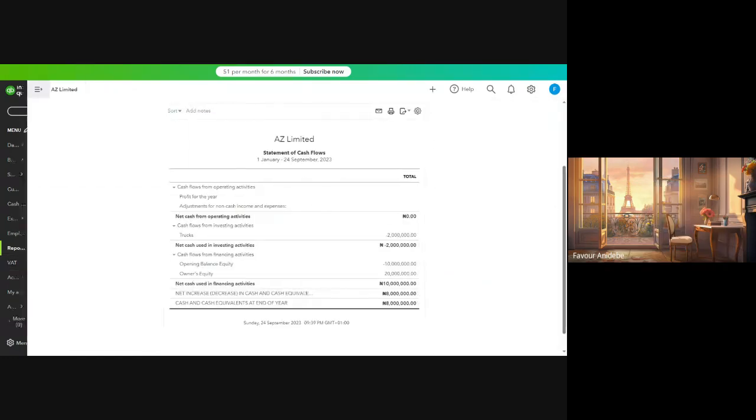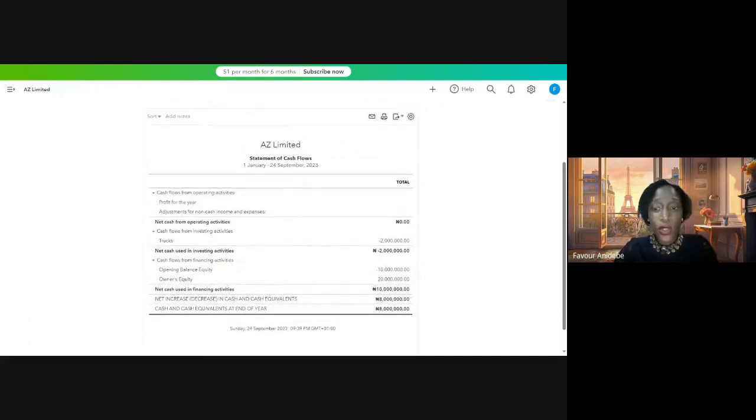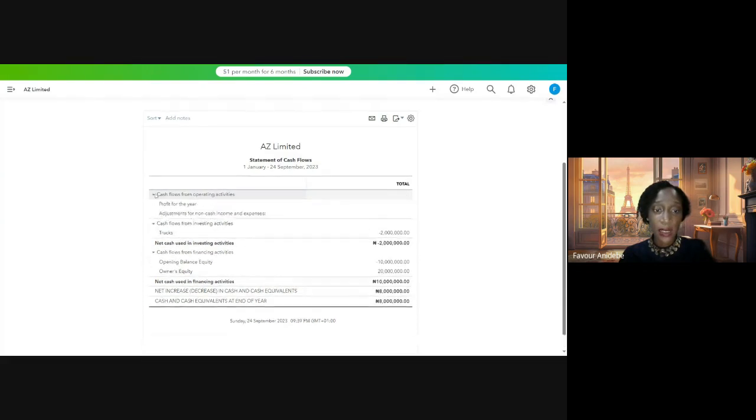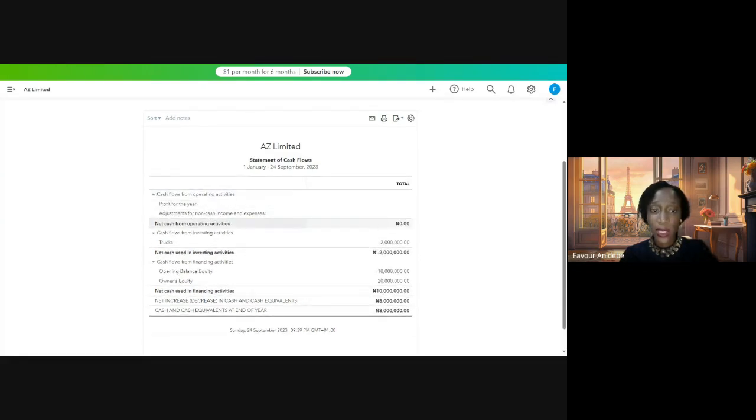So you can see we've not had any income for that period. Our cash flow from operating activity is zero, nothing has come in. For cash flow from investing activity, we used 2 million naira to buy trucks. Our cash and cash equivalent balance at the end of the year is 2 million naira. So it's just so interesting.